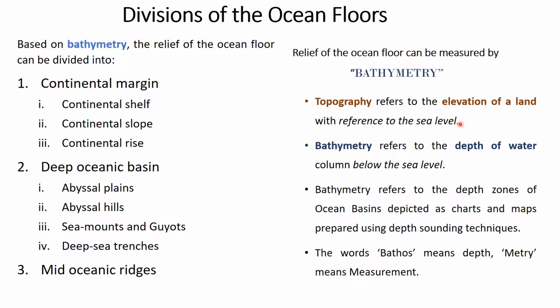Whereas the opposite of topography, we call it bathymetry. It refers to the depth of the water column below the sea level. So if this is the sea level, this is the 0 meters level, right? The depth from here to the ocean floor is termed as bathymetry. So we divide all of these features based on bathymetry, its depth from the sea level.